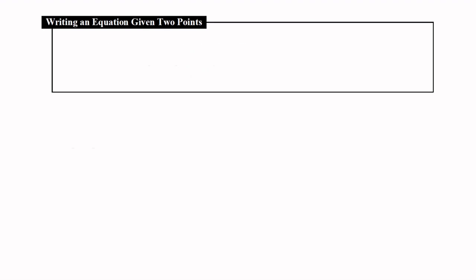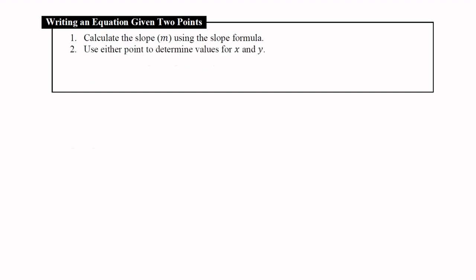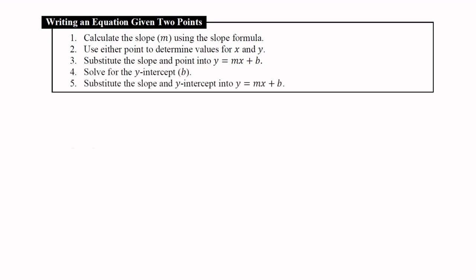Writing an equation given 2 points requires calculating the slope using the slope formula that you were already introduced to, using either point to determine the values for x and y, substituting the slope and point into slope-intercept form, solving for the y-intercept, and then finally taking the slope and y-intercept and putting them into your final equation.